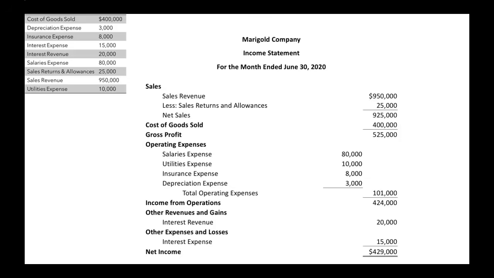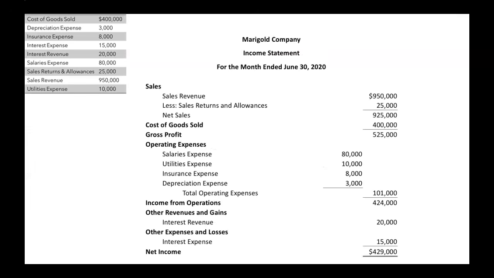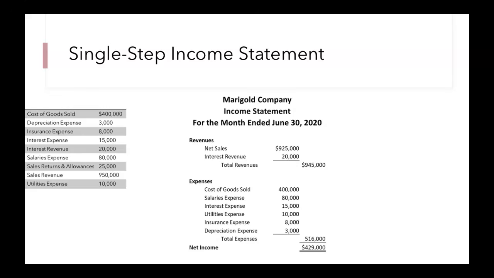Now, what you have been working with is called a single-step income statement, right? So a multi-step shows different pieces, right? It shows your gross profit. It shows your income from operations. A single-step income statement is just listing out your revenues, listing out your expenses, taking your total revenues minus your total expenses to get your net income. Now, what's important here is that you'll notice your net income amount is the same on both a multi-step income statement and a single-step income statement.